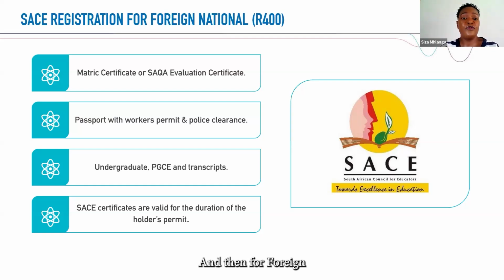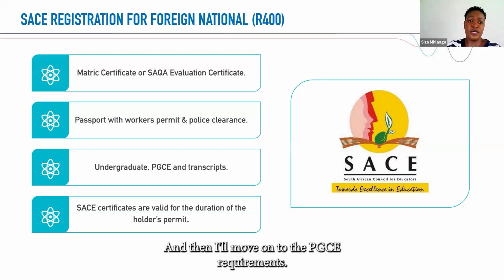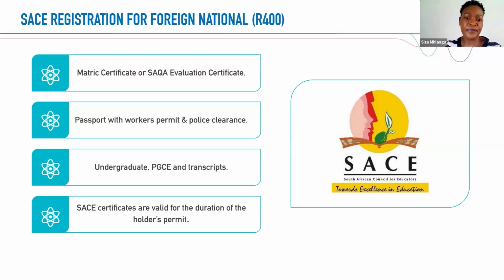And then for foreign nationals, registration for SACE is 400 rands. You also need police clearance as well. You need your undergraduate and PGCE certificates and their transcripts. And yeah, I spoke about the validity of the worker's permit. And then I'll move on to the PGCE requirements.